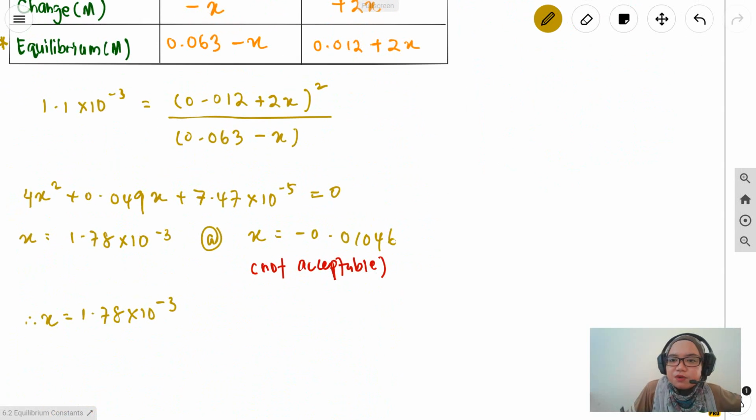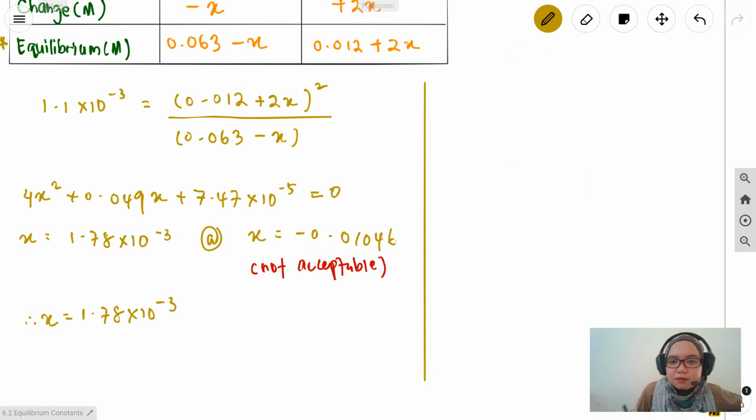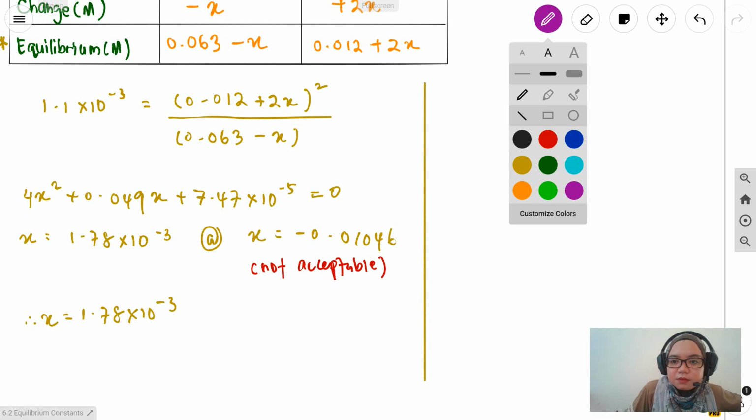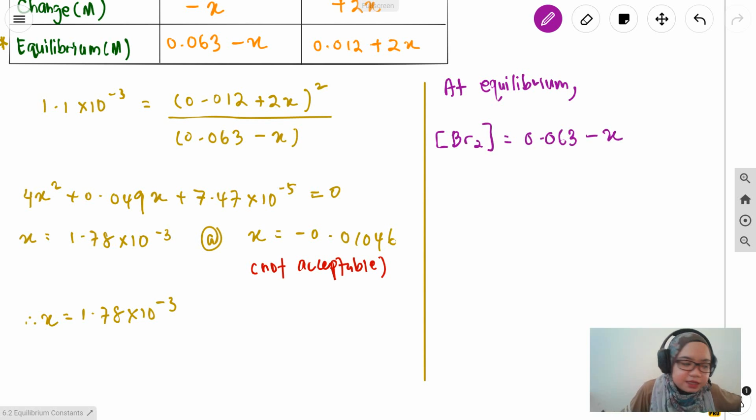So now we can find the value of concentration at the equilibrium. At equilibrium, the concentration of Br2 is equal to 0.063 minus x.